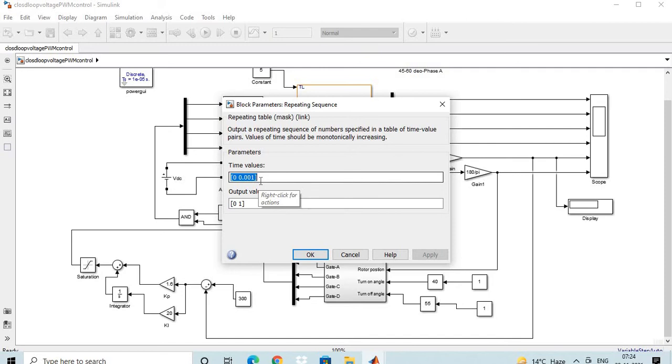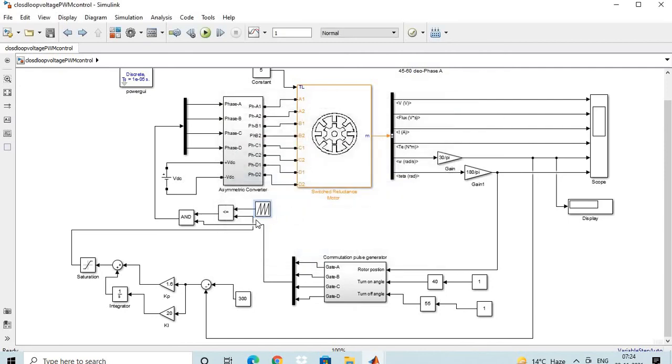Okay, 0.0001 means the frequency is 10 kilohertz. Then 0.002 means the frequency is 5 hertz. So this frequency depends on the speed which you want to control. Of course, as the frequency increases, the speed increases. So right now I have selected the frequency of 1 kilohertz.